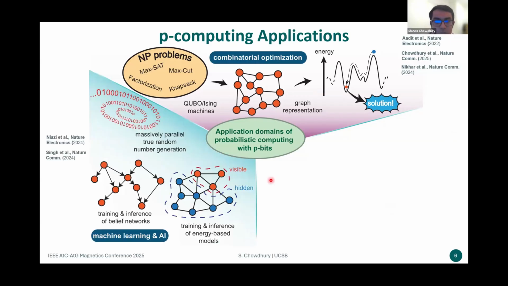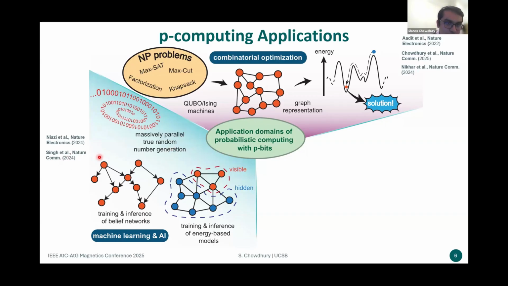The other application domain is the generation of massively parallel random numbers. P-bits are ideally suited for this. Each p-bit without any input, as I showed before, behaves like a perfect random number generator. So you can gather as many of them as you want and generate random numbers.